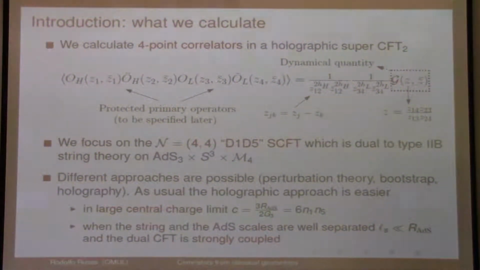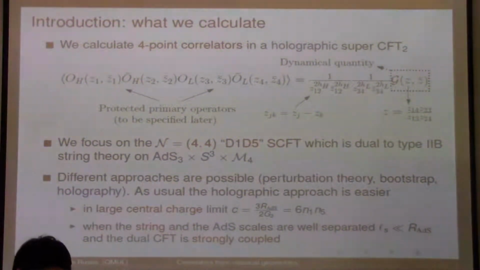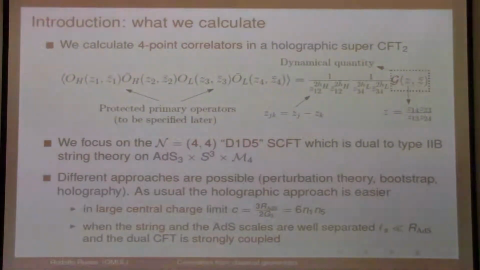This means that their dimensions, this little h, are not dynamical; they are completely determined by the R charges. The dynamical information is hidden in this function, which is a function of the conformal invariant cross-ratio. Since this is a dynamical quantity, of course it depends on the theory, so I have to tell you what theory I'm looking at.